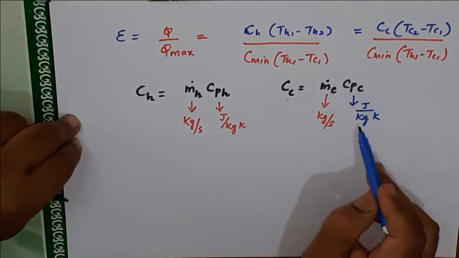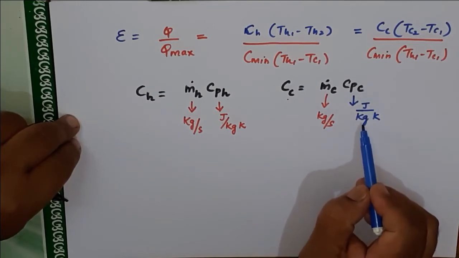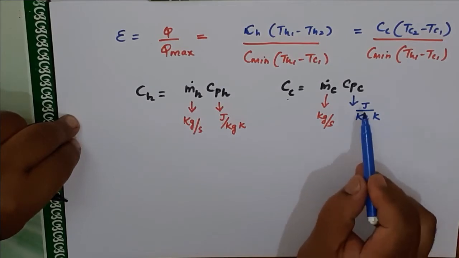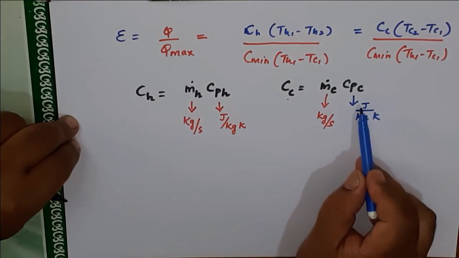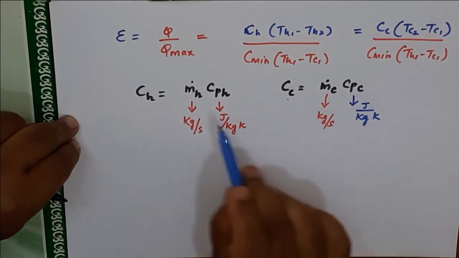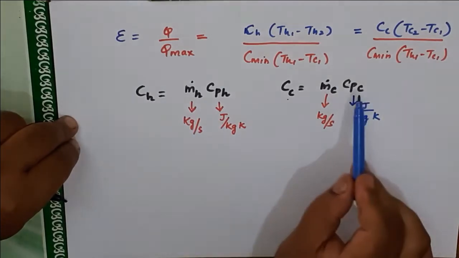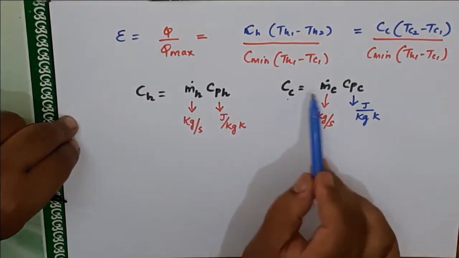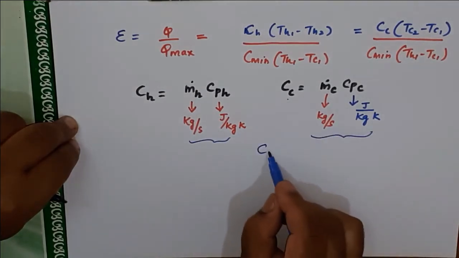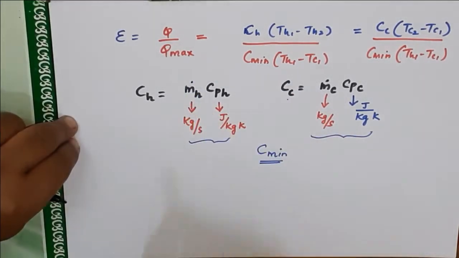Now what is Cpc? The cold fluid will experience a temperature rise. For one kilogram of cold fluid to rise by one Kelvin or one degree Celsius, how much energy must we give it? When the cold fluid temperature rises, we have to supply energy. Who is giving the energy? Here, in the heat exchanger, the hot fluid gives the energy. So multiplying these two gives CH, and multiplying these two gives CC. Calculate both, and whichever value is smaller is C minimum. If you use that C minimum, you get the maximum heat transfer rate.